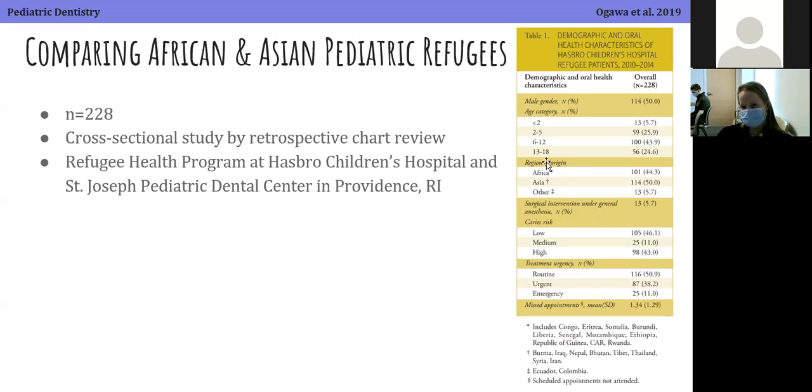Again, they were grouped into region of origin. Their African region looks very similar to ours. They have folks from the DRC, Somalia, Burundi, and Rwanda. Their Asian population is a little bit more diverse. They include folks from Syria, Iran, and Iraq, but they also include people from Myanmar and Thailand. The other group are mostly people from South America, but because their numbers were so small, they weren't included in the rest of the data.